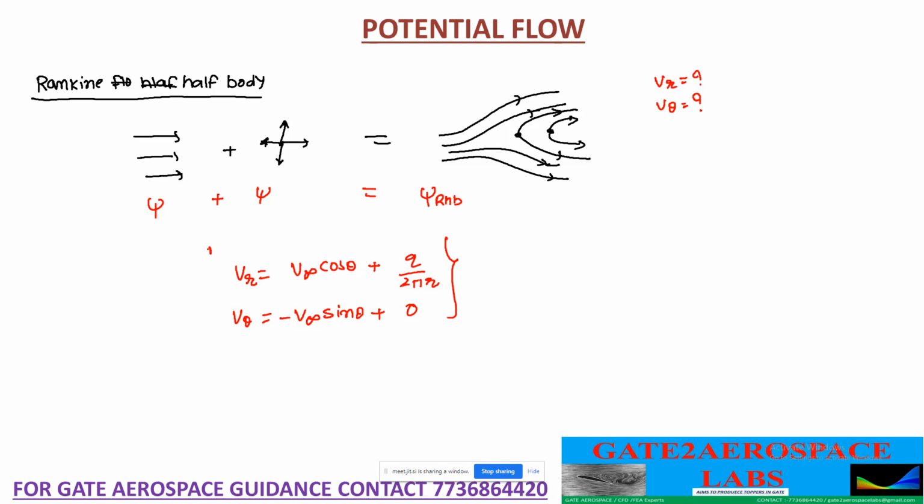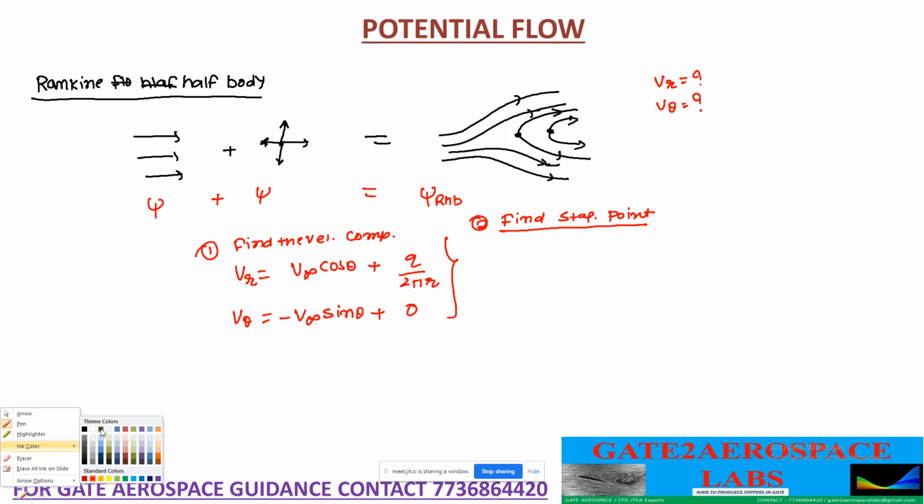Now, this is our first objective. What is our second objective? Our second objective is to find the stagnation point. Our first objective was to find the velocity components. Second is to find the stagnation point. And third will be the determination of Cp. And why Cp is very important, that we'll see. Now, how to do that? What is a stagnation point?